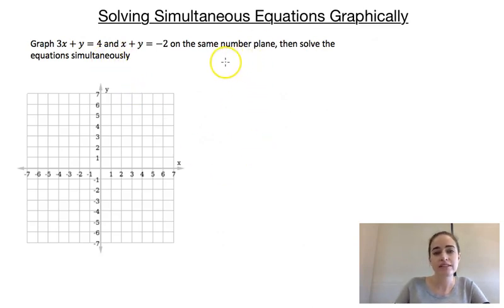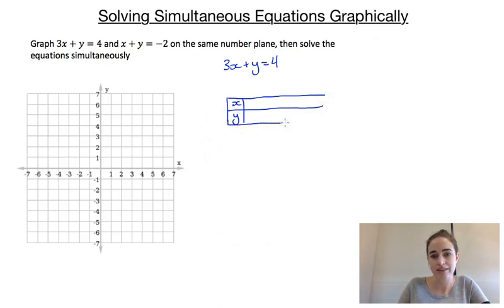To do this, let's start with one of them. We're going to have 3x + y = 4. One of the easiest ways to figure out how to graph this is to draw up a table of values. If we draw up a table of values, we're going to have our x values and our y values.